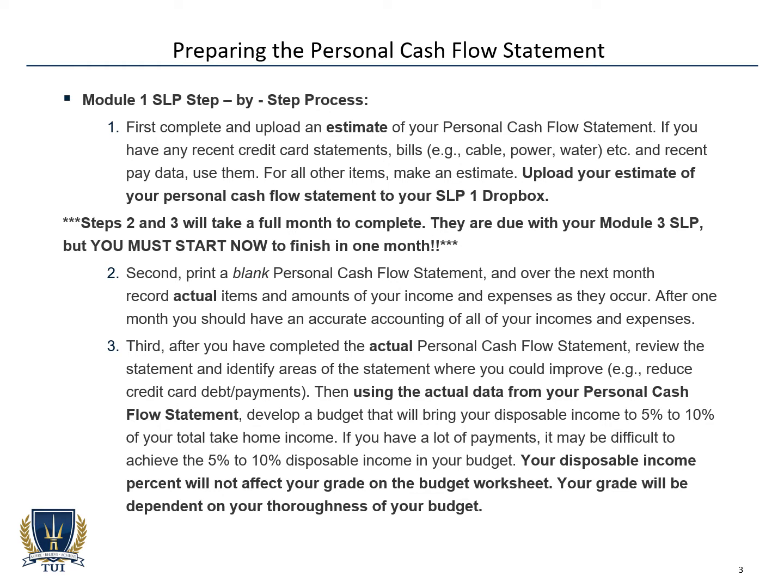So you guess how much you make a month. Maybe look at your bank statement for the last month. See how much your paychecks were, any rent you have coming in, rental properties, any interest income, whatever. If you have any recent credit card statements, bills, cable, power, etc., and recent pay data, use them, right? So for all other items, make an estimate, and then upload your estimate of your personal cash flow to your SLP1 Dropbox. Steps 2 and 3 are going to take a full month to complete.